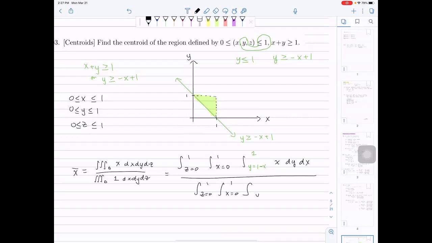So 0 to 1, y equals 1 minus x to 1. Except now your expression is 1, dy, dx, dz. Oh, yes, sorry, I forgot the dz.